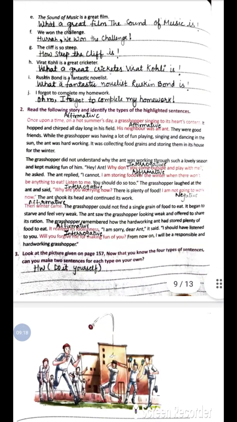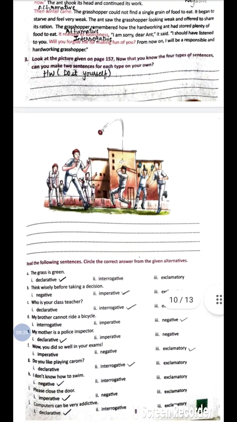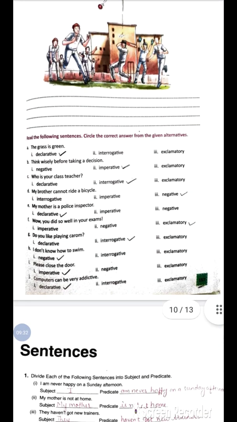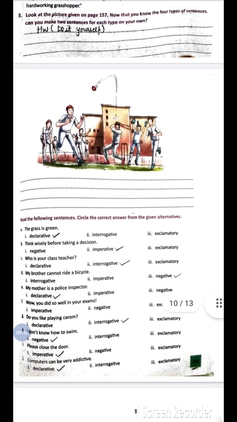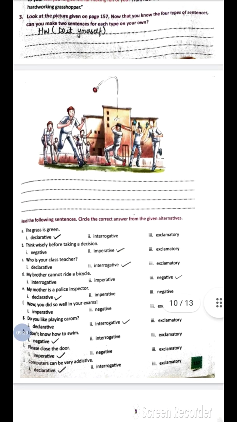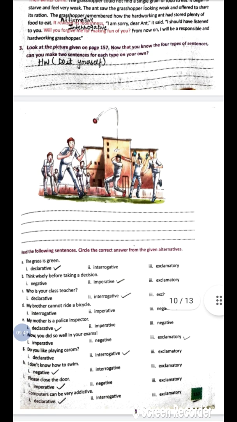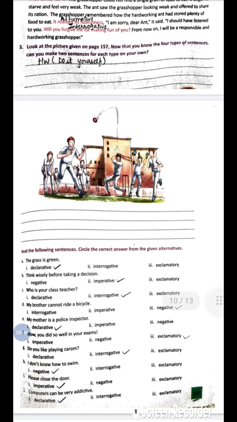Now in the next exercise we have to find out the affirmative, interrogative or negative part which is highlighted. Next part is you have to find out the correct answer for the sentences. Suppose it is declarative, imperative, interrogative or negative. Okay, for example, my brother cannot ride a bicycle. This is a negative sentence. Who is your class teacher? It is an interrogative sentence. The grass is green.